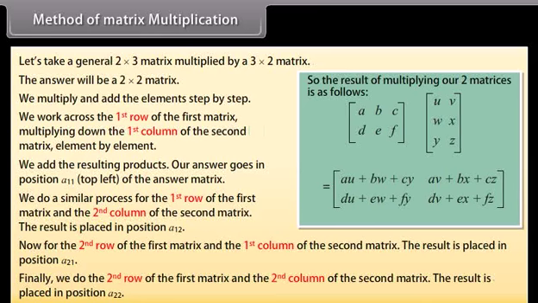So, the result of multiplying our two matrices is: the matrix with first row A, B, C and second row D, E, F, multiplied by the matrix with first row U, V, second row W, X and third row Y, Z, produces the matrix with first row AU plus BW plus CY, AV plus BX plus CZ, and second row DU plus EW plus FY, DV plus EX plus FZ.